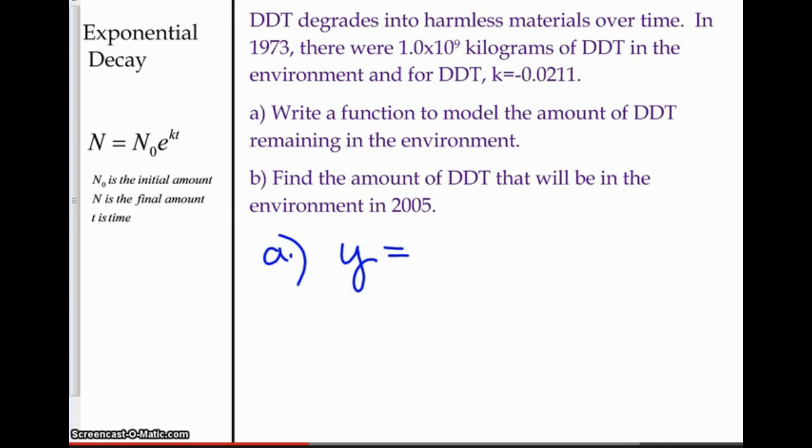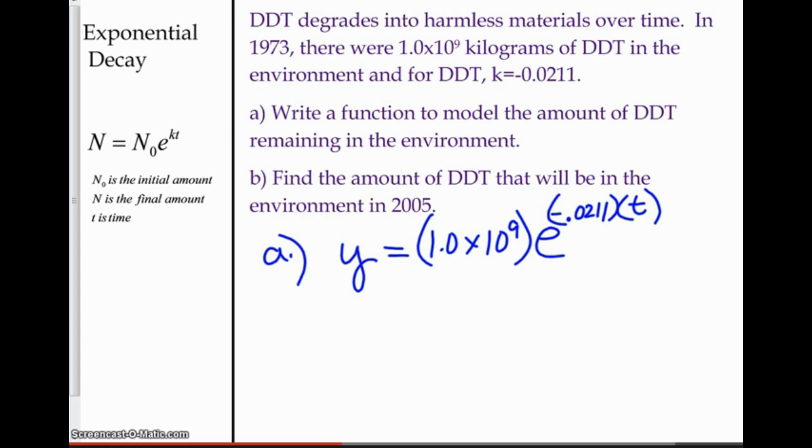And we're going to start at 1.0 times 10 to the 9th kilograms. And then times e to the power, because it was the starting number times e. And then you have your k value, negative 0.0211, sorry, I think I said that wrong. And then multiplied by the time. And we don't know the time in our equation here, so we're saying times our time. It should be noted our time is in years for this one.